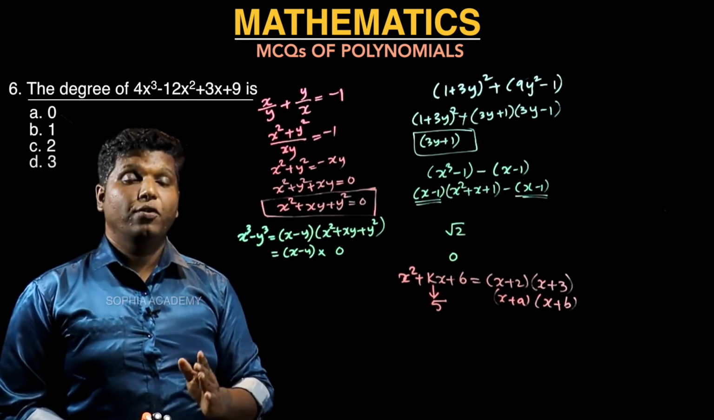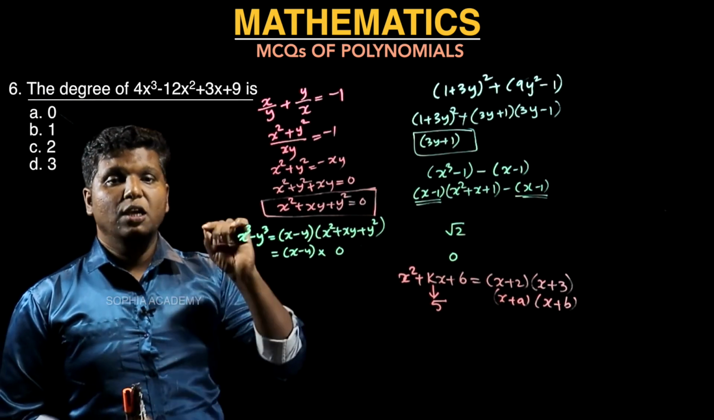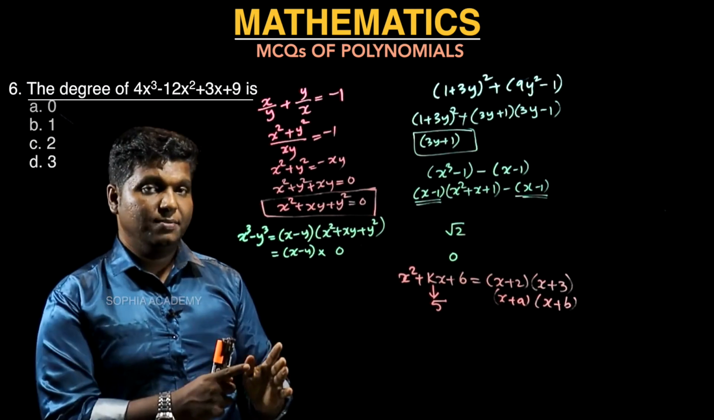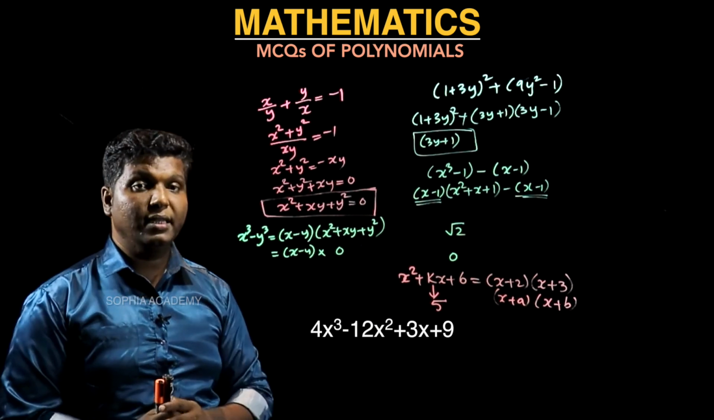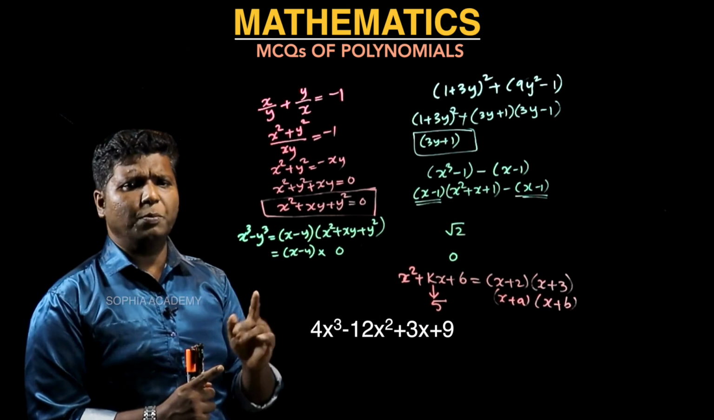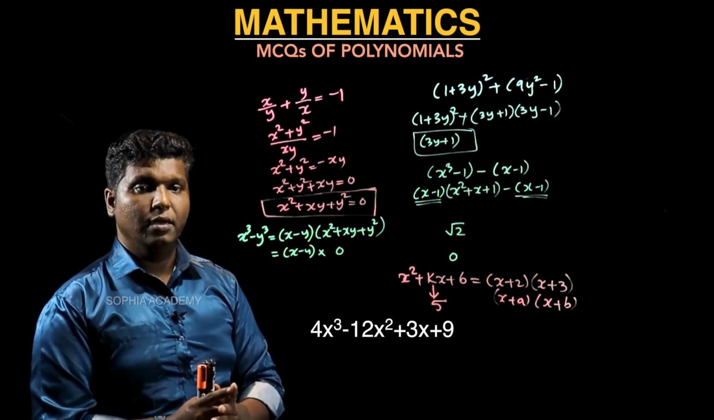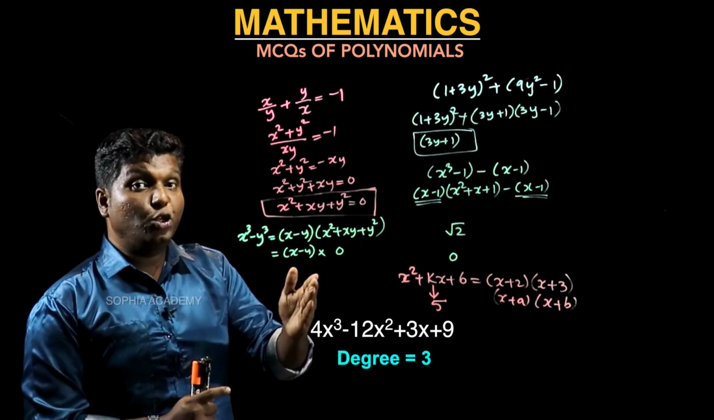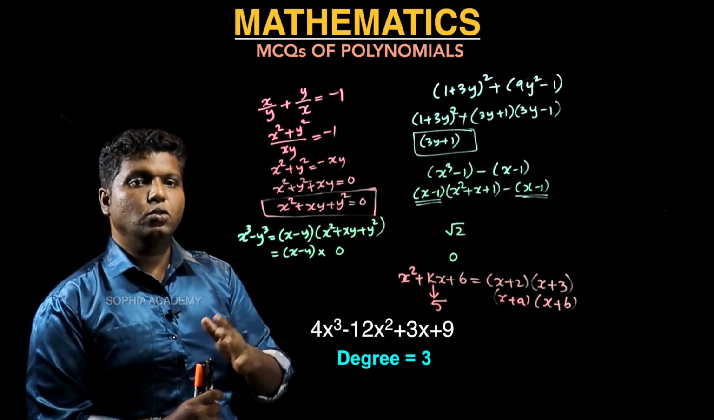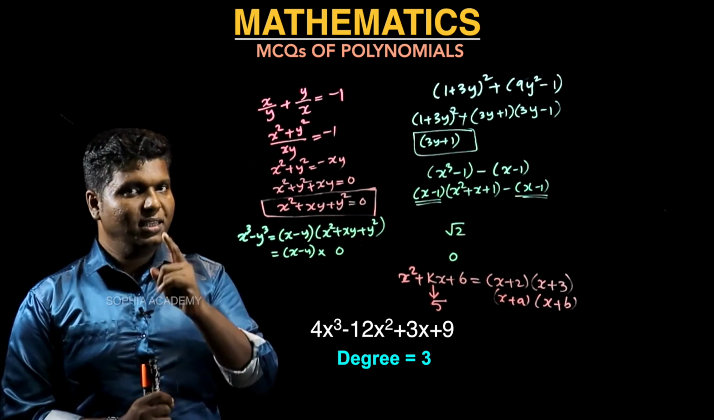The degree of 4x cube minus 12x square plus 3x plus 9 is. I told you how to find the degree. When you're taking the question, inside the question, which is the highest power? Now tell me, which is the highest power here? The highest power is 3. 4x cube. You can see the exponent of x, 3. That is the highest one here. So the degree of this polynomial is 3.